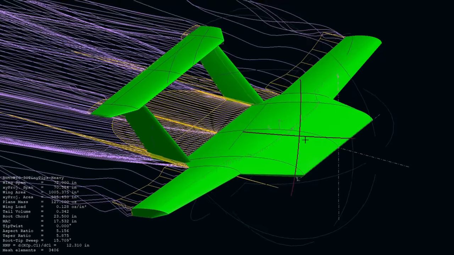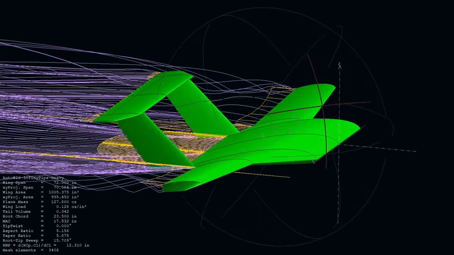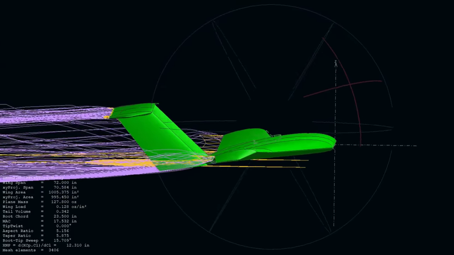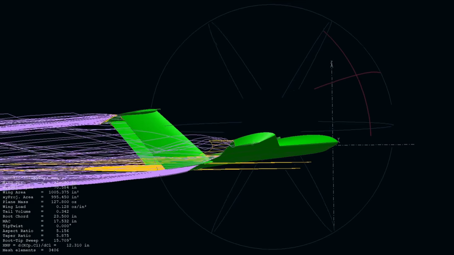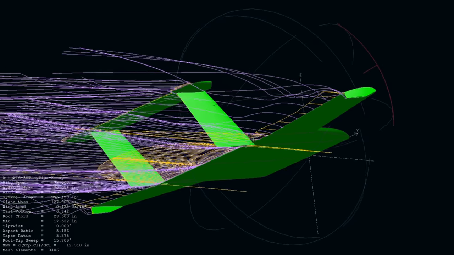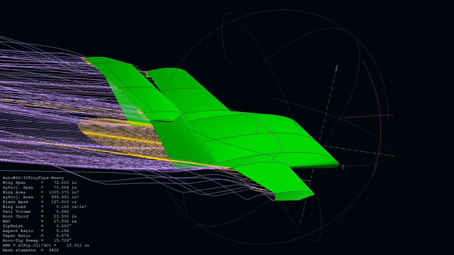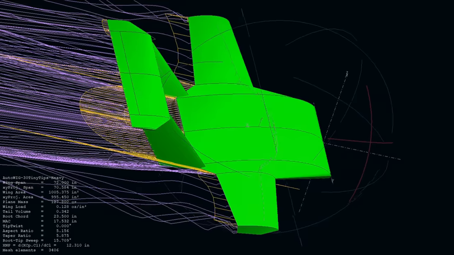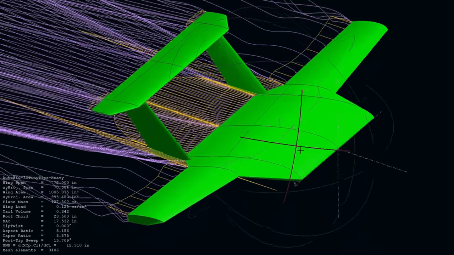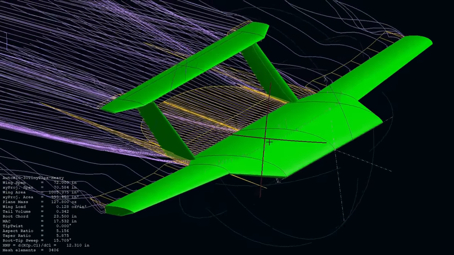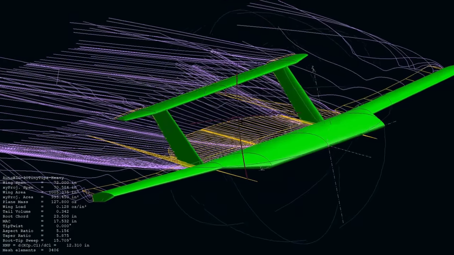Now that the basic configuration was selected, it was time to get specific in XFLR5. After many iterations, this was the final design. XFLR5 is not great for modeling fuselages and other bodies, so I left off the pontoons and the fuselage. However, this allows you to get really, really close without all those features.